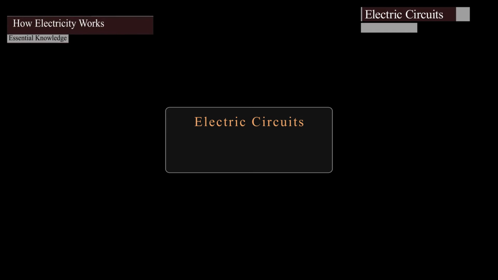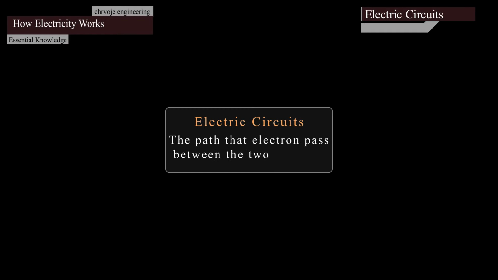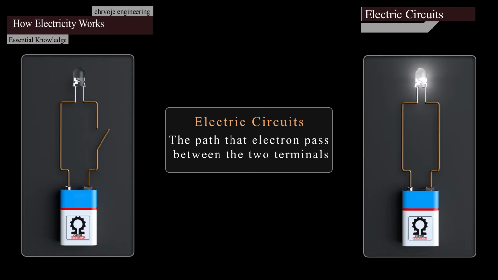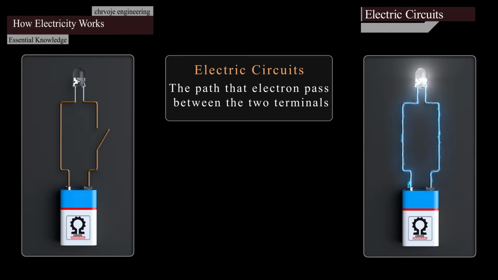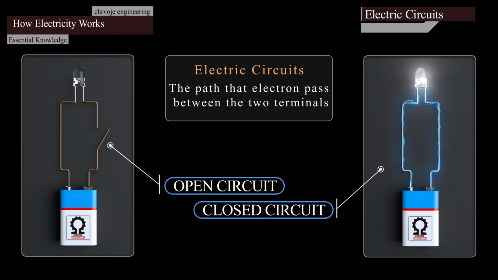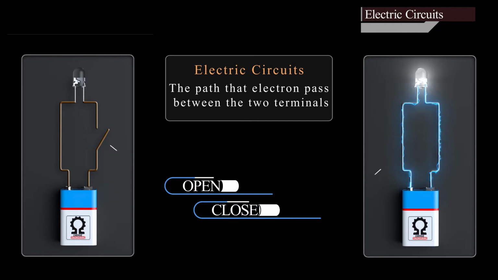Electric circuit is a path that electrons pass between the two terminals, the positive and the negative terminals of a power source. We can add things into their path, like light bulbs, and this means that the electrons will have to pass through the light bulb in order to get to the other terminal. In this way, we can create light. The electric circuit can either be open or closed. Closed electric circuit means that the electrons can flow around. Open electric circuit means that the electrons are not able to flow.